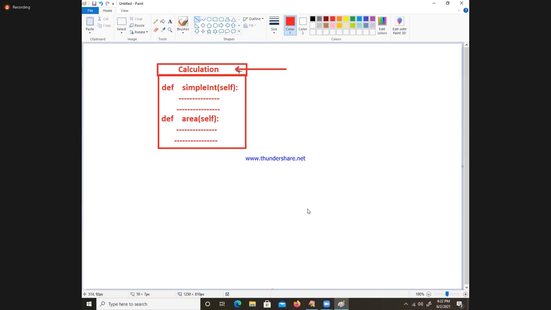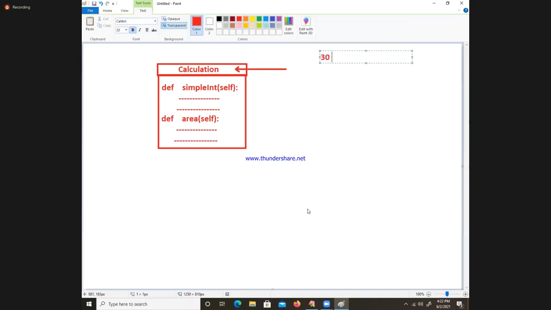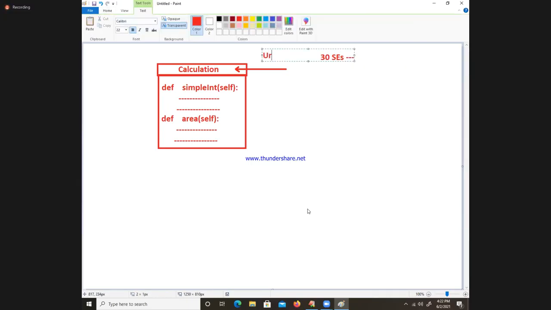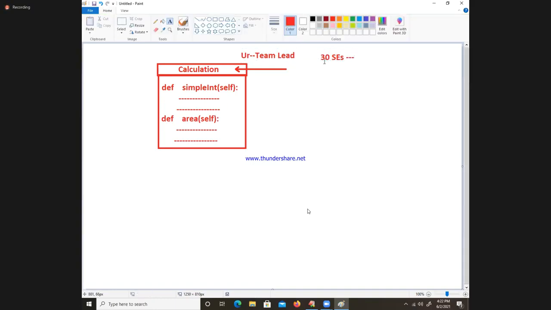Now, in real time, all of you are developing one project. You have 30 software engineers with you, 30 SEs, and you are called a team lead. You are maintaining these 30 team members, and all of them are working under you. All the 30 team members are also writing their own classes.